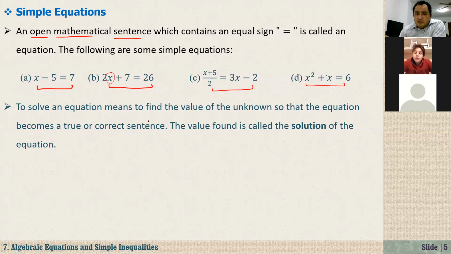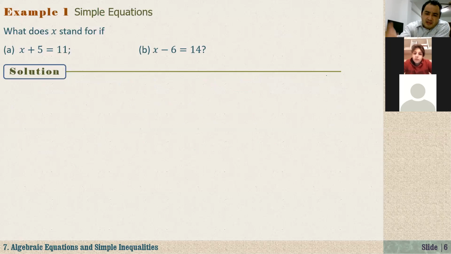To solve an equation means to find the value of the unknown so that the equation becomes a true or correct sentence. So the value found is called the solution. Okay, so we are going to see here mathematical sentences. Finding the right number that makes the sentence or the equation true or correct, that's called the solution. Okay, you know this thing, so just one more time. What does x stand for?